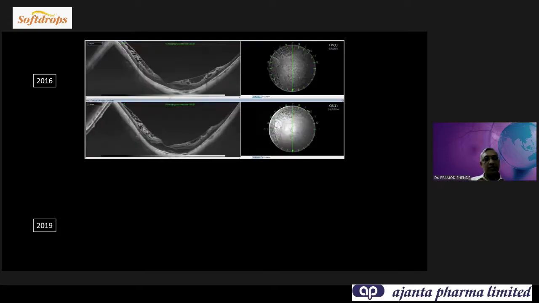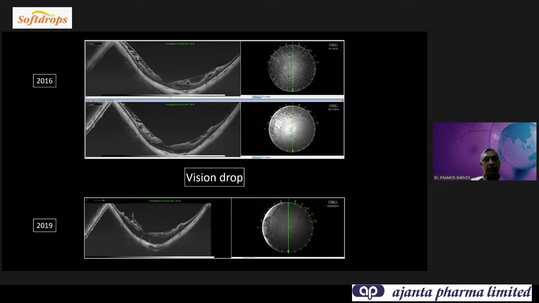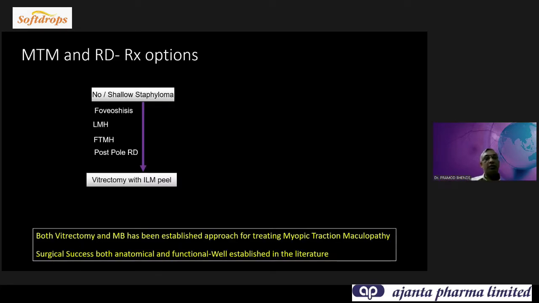Another case you see here, looking at the pattern over the next 3 years, the OCT pattern more or less looks similar except for subtle changes, but definitely there is a progressive drop in vision. And that's why it's an indication for the surgery. So now what should we do, how do you choose? There are 2 options. We have either vitrectomy or macular buckle.